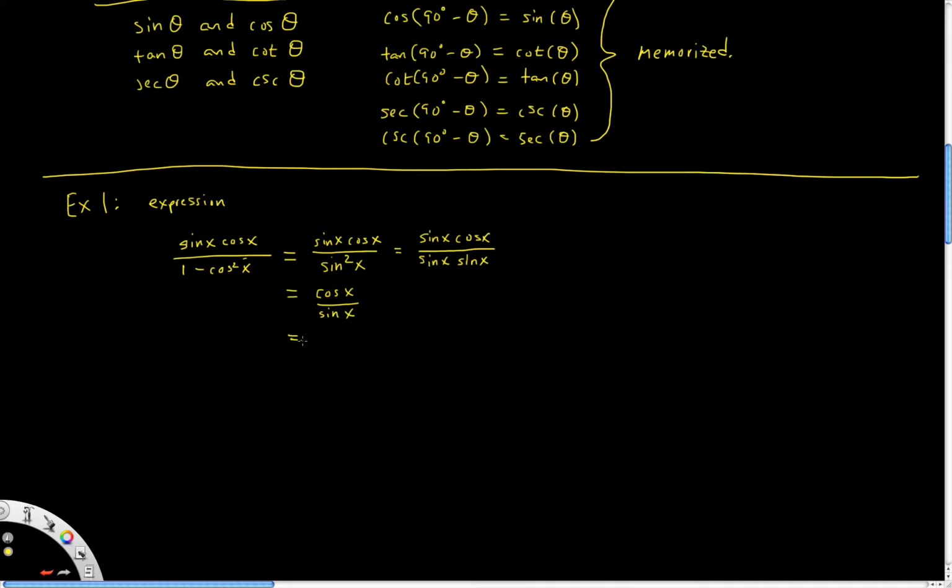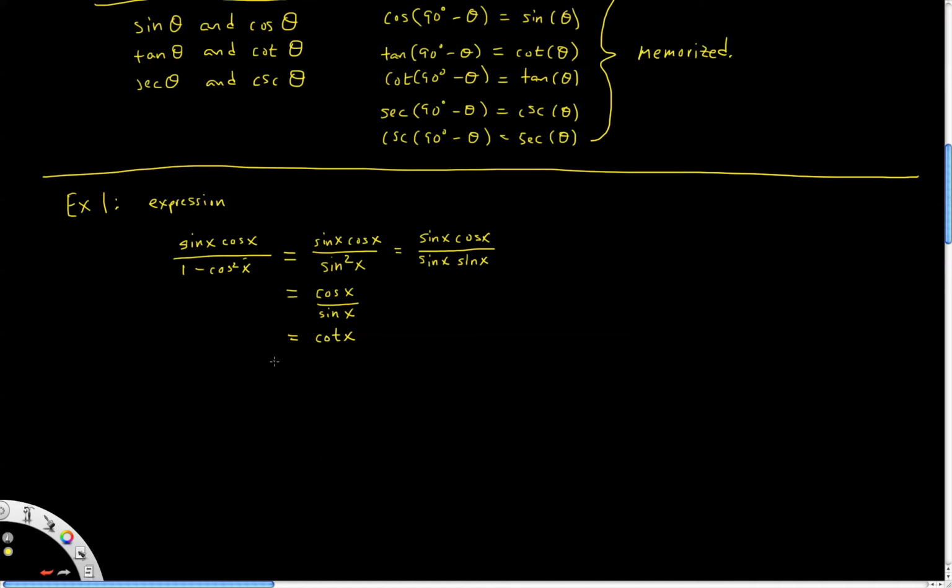And then thinking about some of my reciprocal trig functions, I recognize cosine over sine as being cotangent x. And now I have successfully simplified this expression, sine x cosine x all over 1 minus cosine squared x, all the way down to just cotangent x.